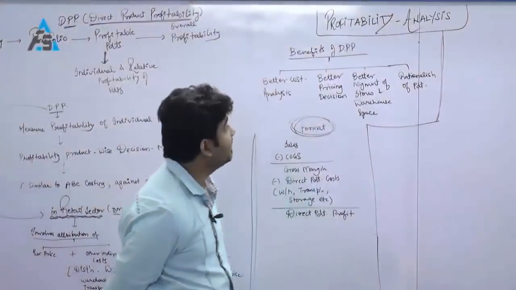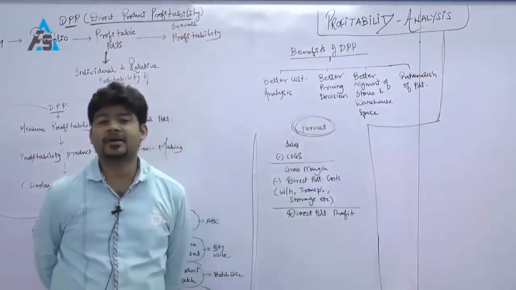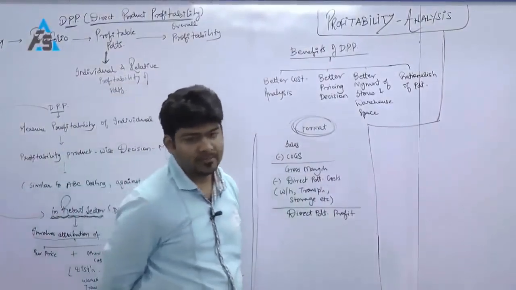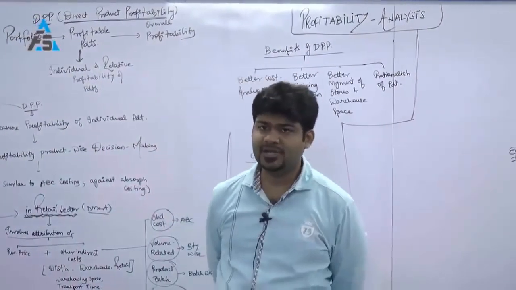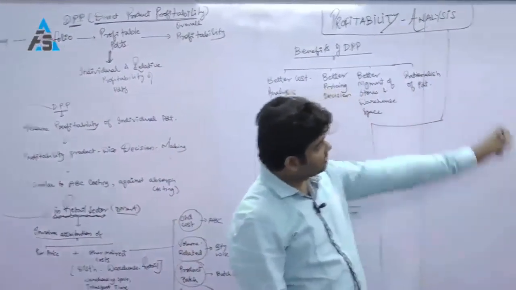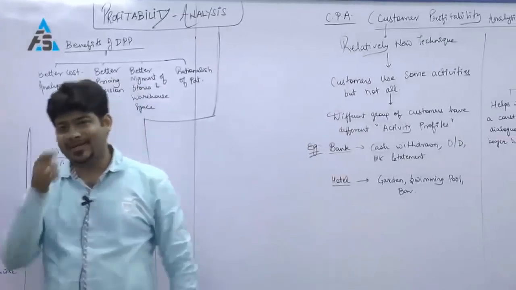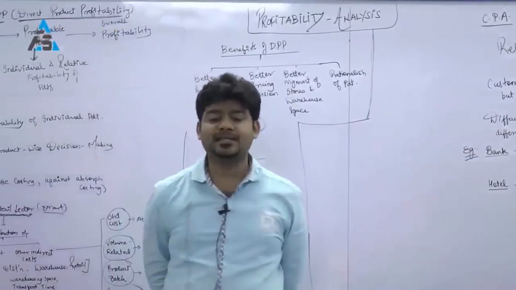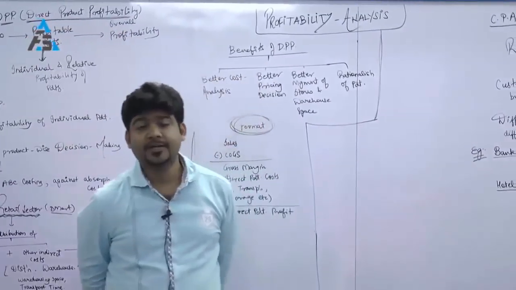Okay, next in line, profitability analysis, chapter number 9 from your PM. This chapter is basically divided into three parts. One is called DPP, direct product profitability. The other is called CPA, customer profitability analysis. And the third is called balanced scorecard. So that is how it is divided.